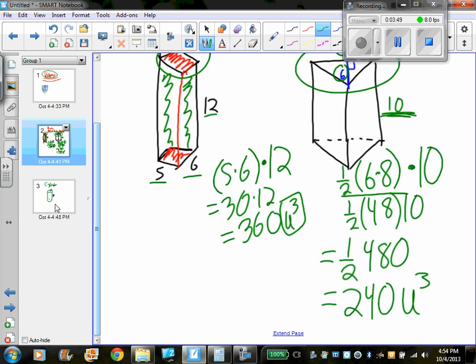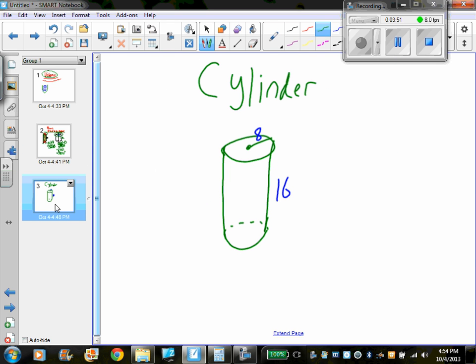Now, the only other shape we're going to look at today is the cylinder. And just like the prism, the formula is going to be the area of the base times the height of the cylinder. But the thing that's changed is that the area of the base is not a rectangle or a triangle anymore. Now it's a circle. So we're going to need to bring back the area of the circle formula, which just like last time was pi r squared. And we're then going to multiply by the height of the cylinder, which is given to us.